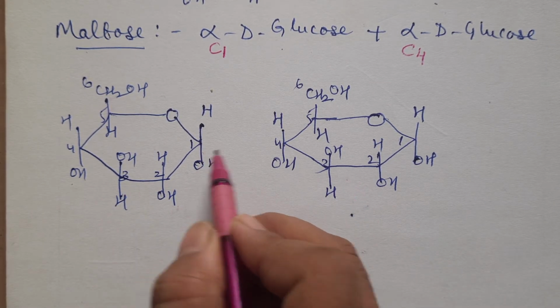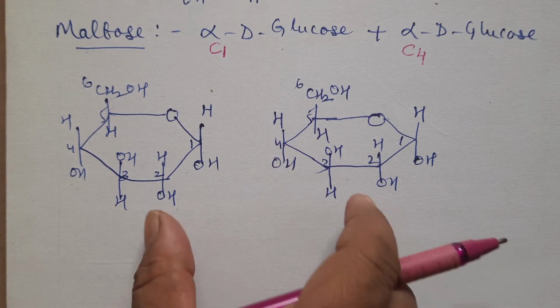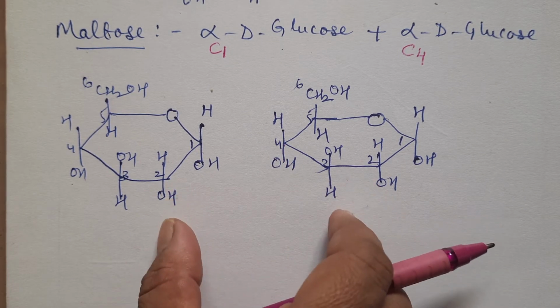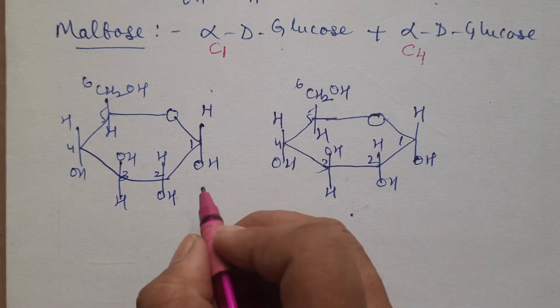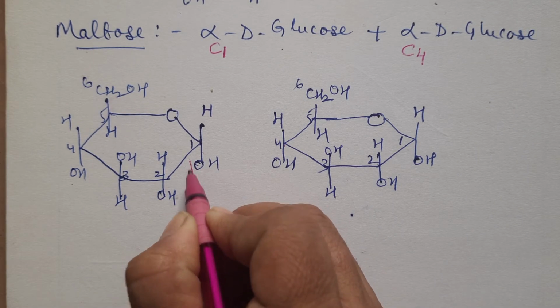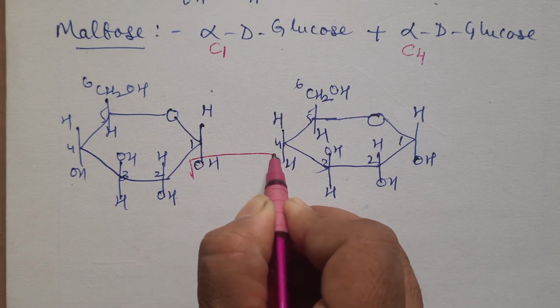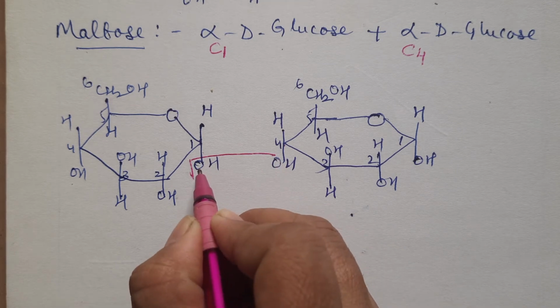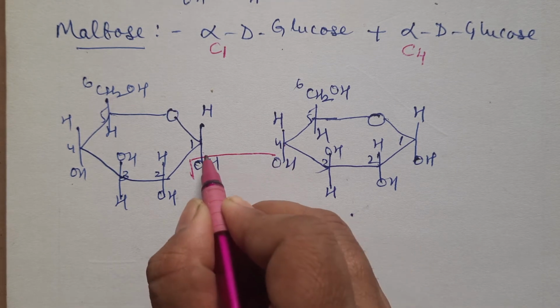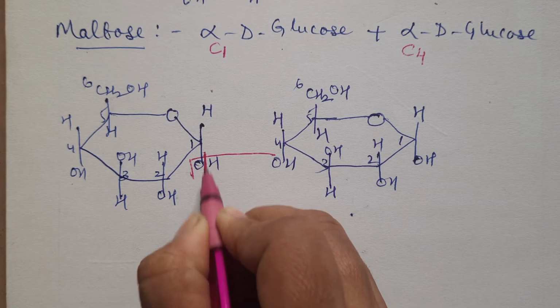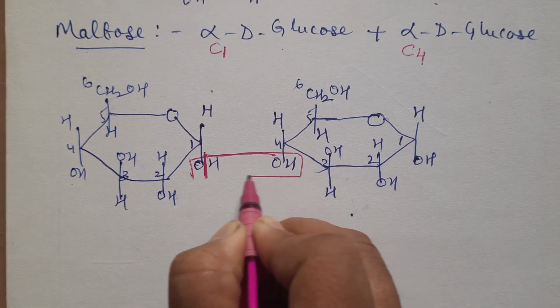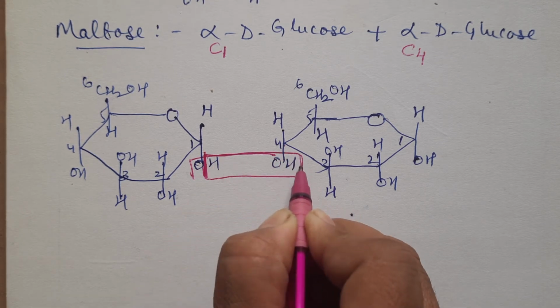So between C1 and C4, I have drawn first, there are 2 simple monosaccharides. Then we will remove water molecules. If I remove this water molecule, this H and OH, one H and one OH will be removed. So let me draw here. I will remove this side water. Okay, this water is removed.